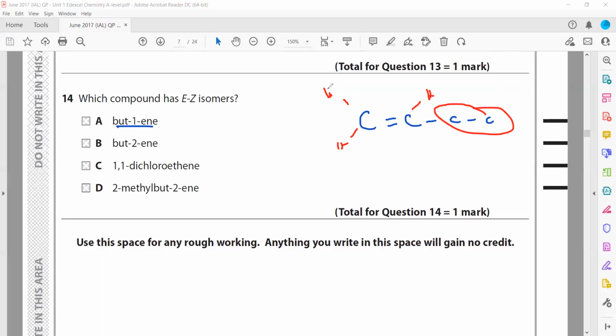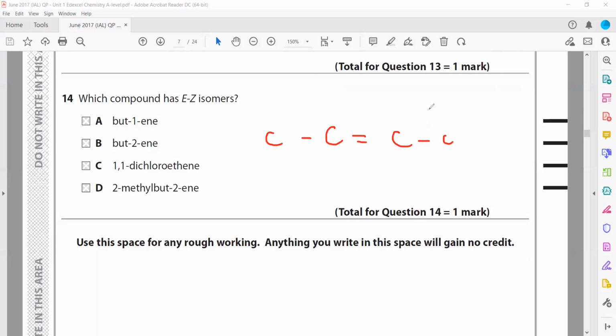Why? Because two identical groups are attached to a carbon which has a double bond, so it cannot have a geometrical isomer. When we check but-2-ene, the double bond is between the second and third carbon. This will have CH3 and H, and this will have H and CH3. So two different groups are attached, here CH3 and H, and they can change their positions. So this can exhibit a geometrical isomer.